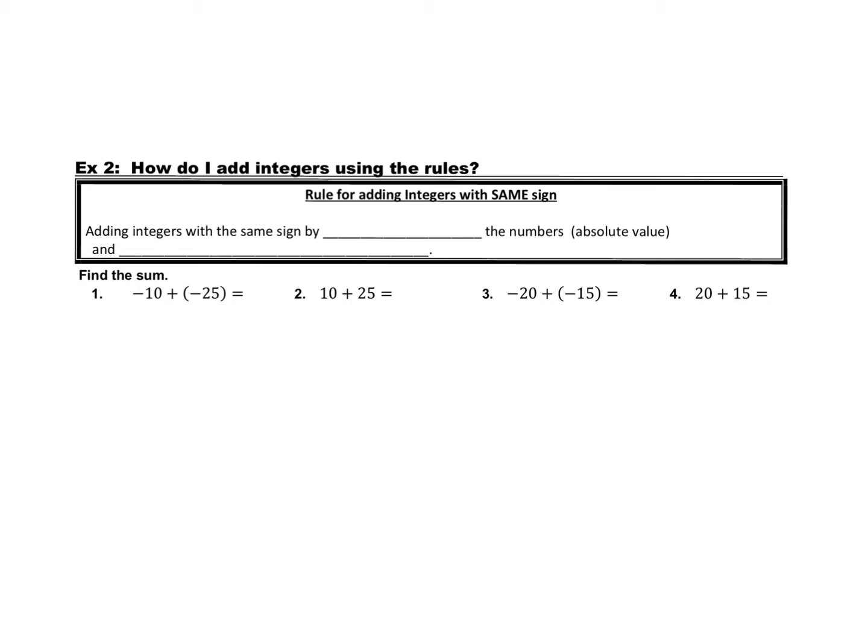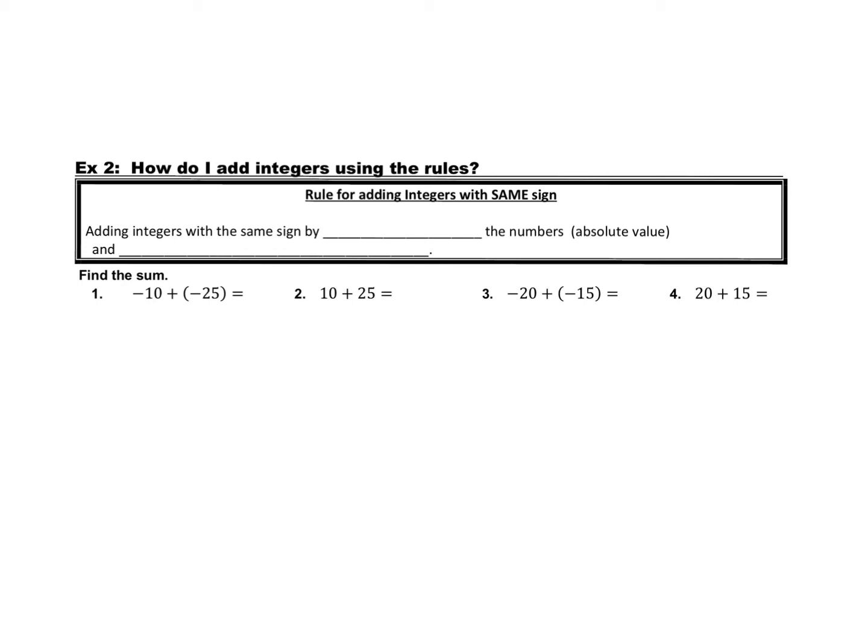All right, example number 2, how do I add integers using the rules? We're not always going to want to draw these out. However, if you're struggling with them, draw them out as long as you need to. But now take a look at our numbers here. They're quite different than the numbers we had in that first set. And so we are going to want to take a look at these rules because drawing out 10 negatives and then another 25 negatives is going to be quite long.